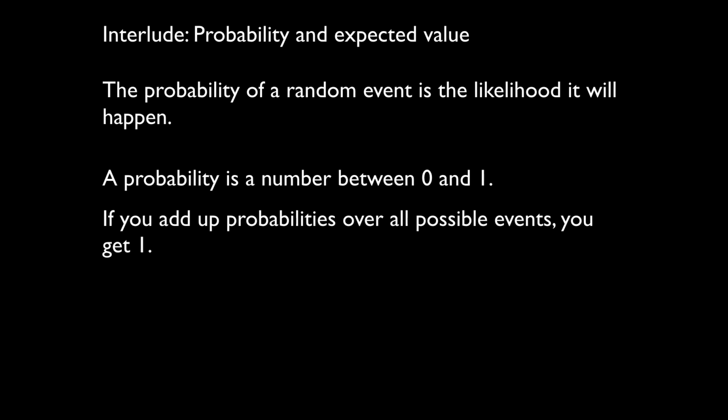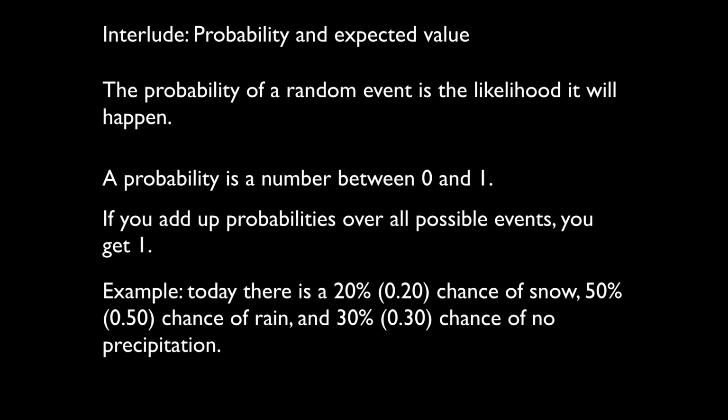If you add up probabilities over all possible events, you get 1. For example, today there's a 20% chance of snow, 50% chance of rain, and 30% chance of no precipitation, like the weather report. So these numbers all have to add up to 1. Make sense? Probability is a bunch of numbers between 0 and 1, and they all have to add up to 1.